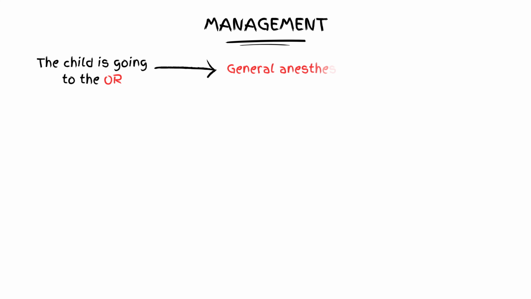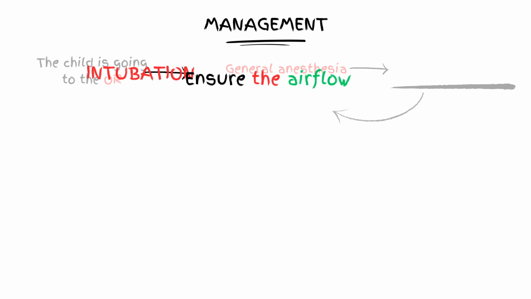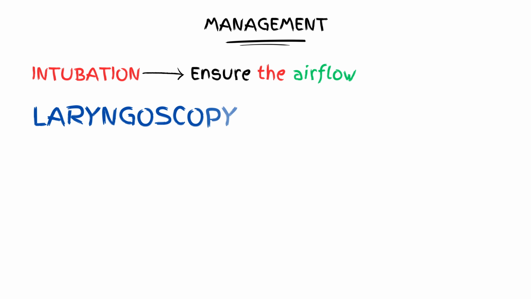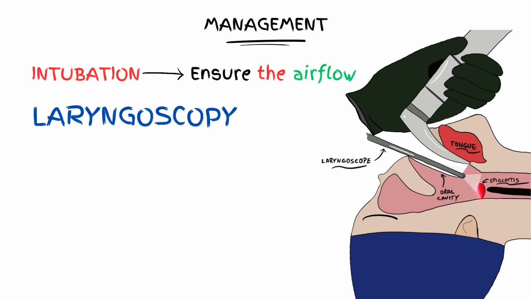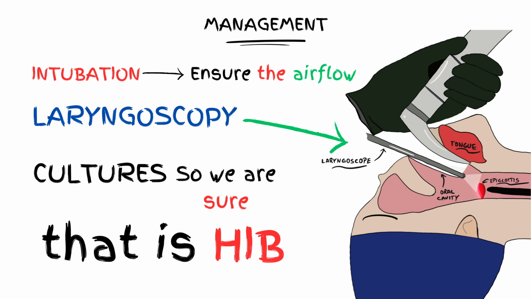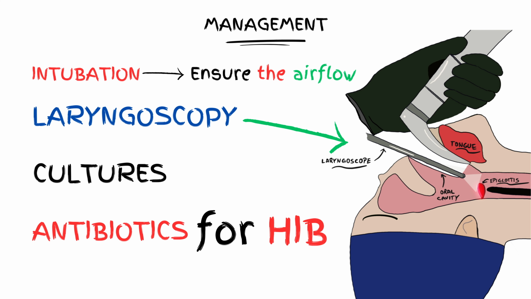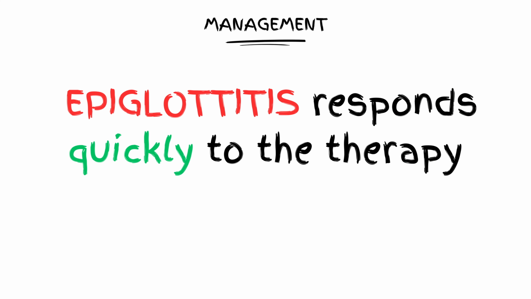Under general anesthesia, we will intubate him in order to ensure the airflow to the lungs. Using the laryngoscope, we will seek confirmation of our probable diagnosis. Then some tissue samples will be taken, so the cultures show that this is an infection with Haemophilus influenzae type B bacteria. We need to use antibiotics that are active on this microorganism. Fortunately, the edema is quick to respond to therapy and the mechanical ventilation can be stopped within 72 hours.